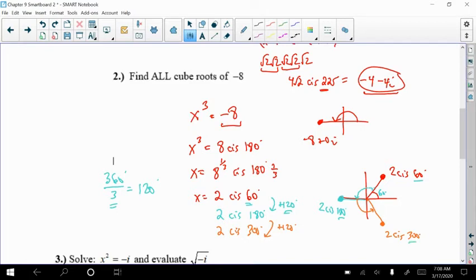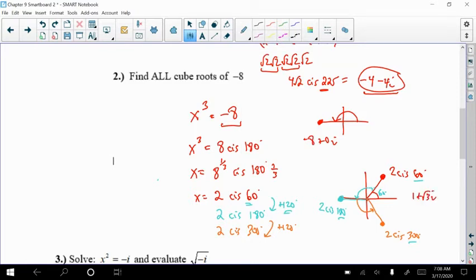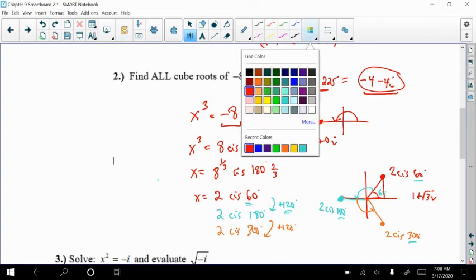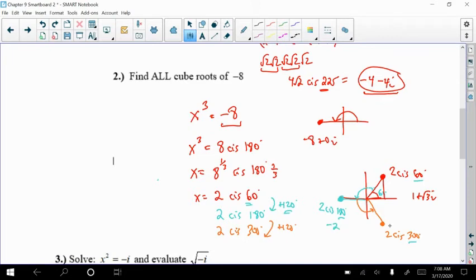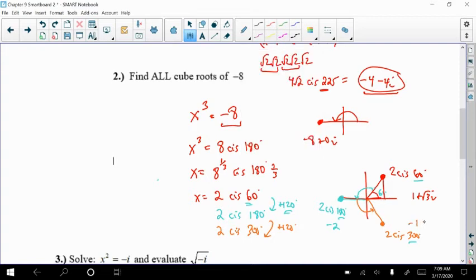So 2 cis 60. The hypotenuse is 2. So that one could be 1 plus root 3i, because if I go over 1, up root 3. This one we already knew was negative 2. And then this one, if I go over 1 and down root 3, so positive 1. Let's try that again. 1 minus root 3i. So there's my three solutions: 1 plus root 3i, negative 2, and 1 minus root 3i.